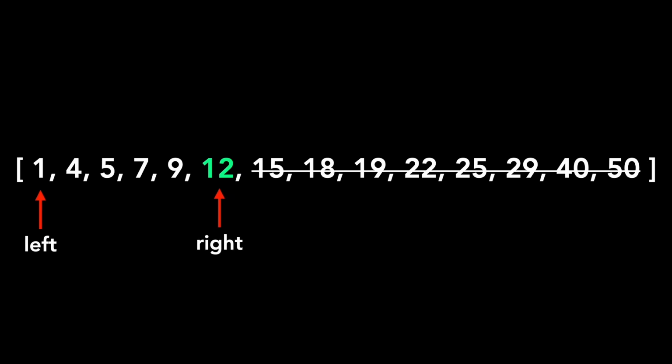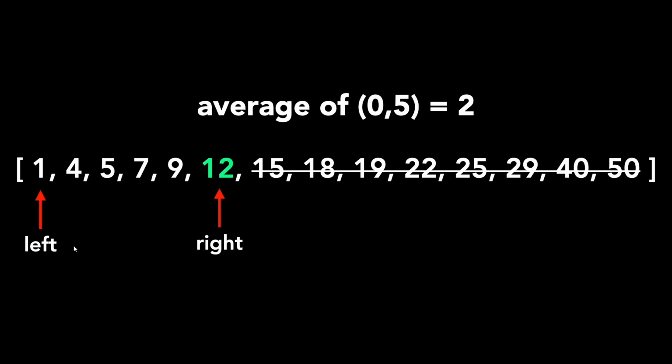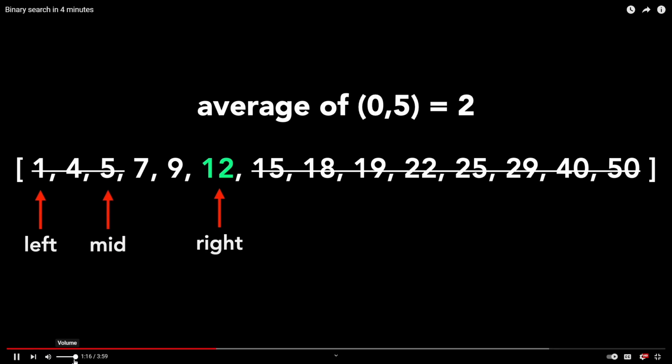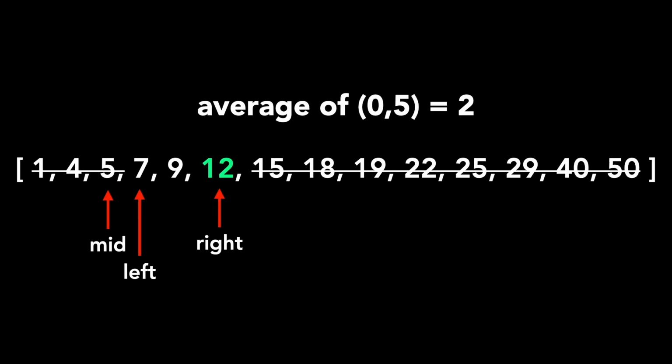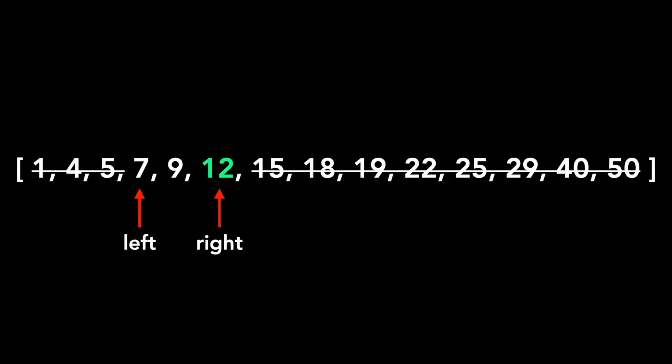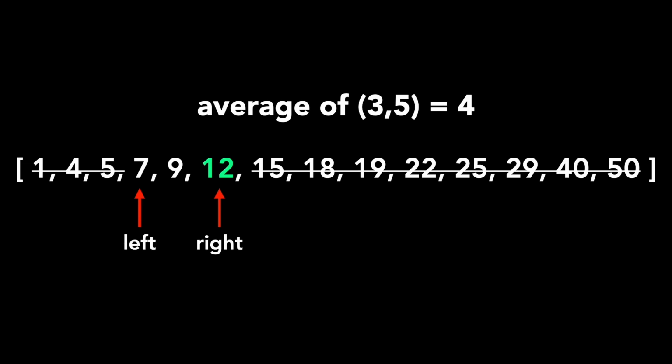Repeating the process, we'll find the new average of the left and right indices. This is index 2 with a value of 5, which again we mark with mid. 5 is less than 12, so we eliminate it and all the values less than it by moving left to the right of mid. Again, we find the middle, which is index 4 with a value of 9.